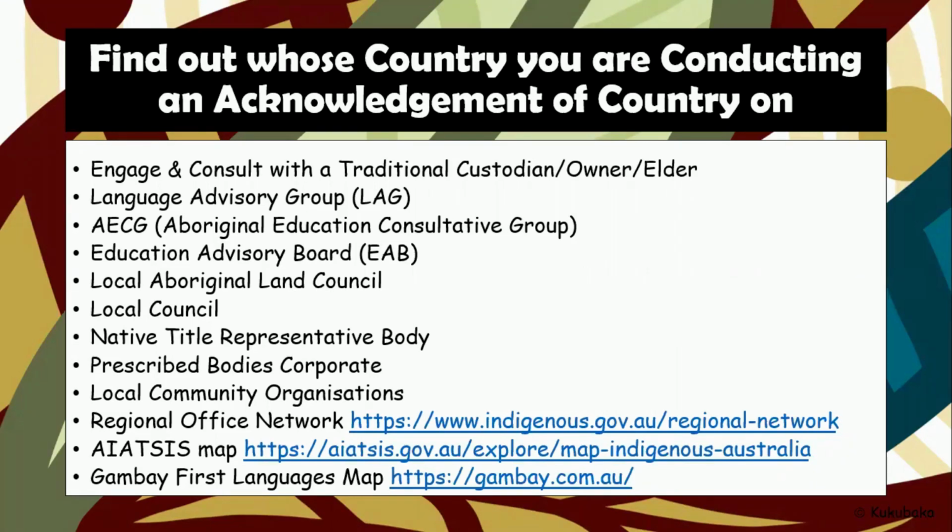Regional Office Network, the AIATSIS map, which is the map of Indigenous Australia. I do want to make note that this is a rough guide. Boundaries aren't always accurate, so be discerning in the way that you use that particular source. And then the First Languages map that's on that final dot point there as well. So there are a number of links or recommendations of places for you to start looking to find out whose country you are conducting an acknowledgement of country on.